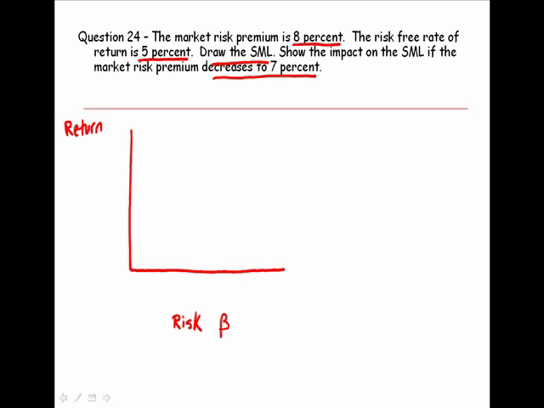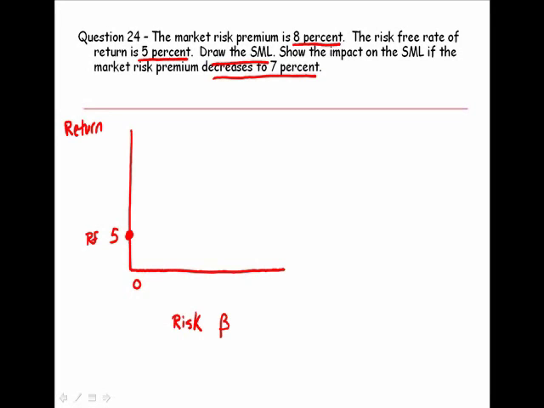We are also given two rates of return. We know that the risk-free rate is 5%, and so that goes on this axis here. This is the risk-free rate of 5. And it goes on the y-axis because we see that a risk-free security is free of risk. Therefore, it's at a point of 0 risk on this axis.